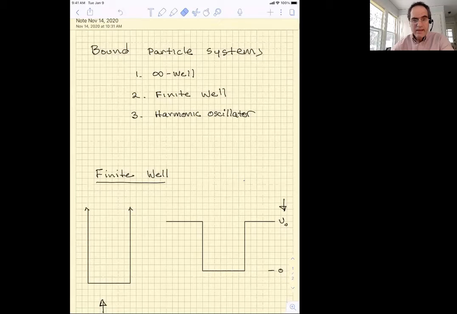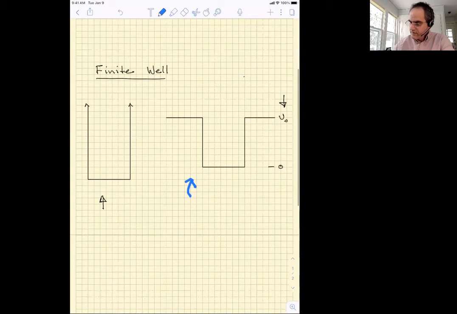Okay, as we just said, today we're going to focus on the finite well, this problem, okay? And that corresponds to this potential here. So you can see the difference between the finite well and the problem that we talked about last time, the infinite well. It's simply that the barriers have a finite height, U0, okay?